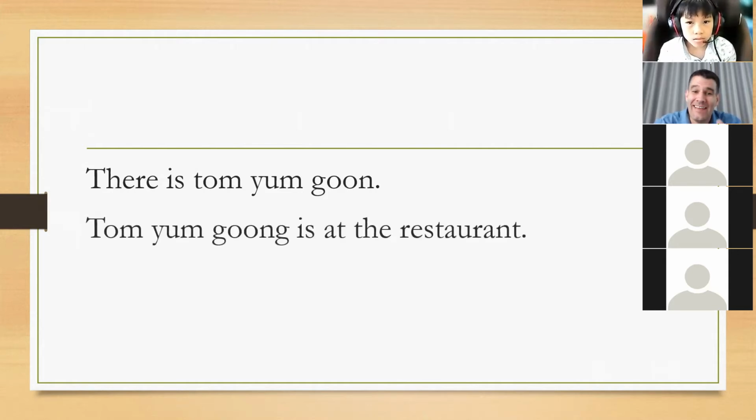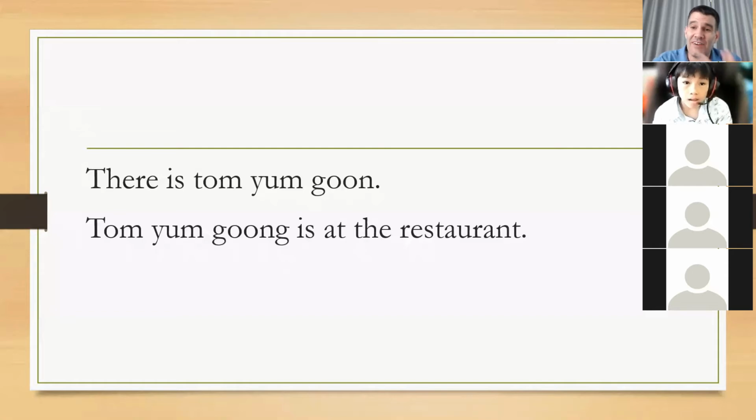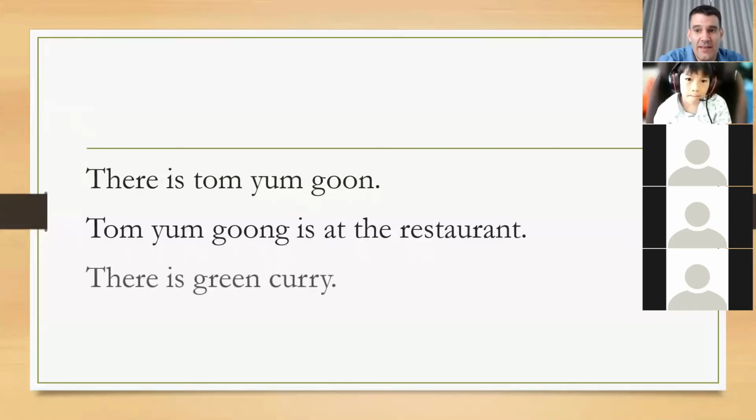Tom yum goong is at the restaurant. So instead of saying the restaurant has tom yum goong, you can say tom yum goong is at the restaurant. Exists at the restaurant. Exist means it is. Something that doesn't exist would be like Superman. Superman does not exist. He's not at a place. He's just imaginary. So, or there is green curry.